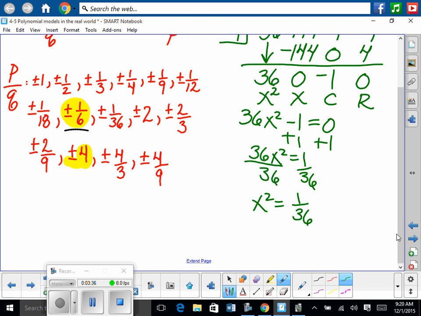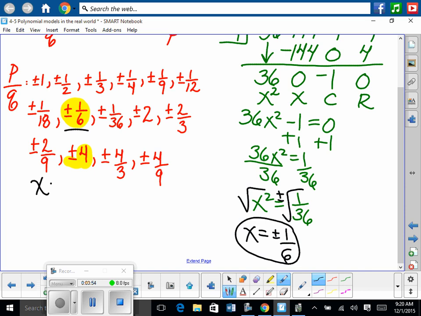And then what do we do? Square root both sides, right? Square root. We don't forget the plus and minus. And so we have x is equal to, the square root of 1 is 1. The square root of 36 is 6. Look, there's our 2 other answers. So we have all 3 answers, guys. X is equal to -4. X is equal to +1/6. X is equal to -1/6.